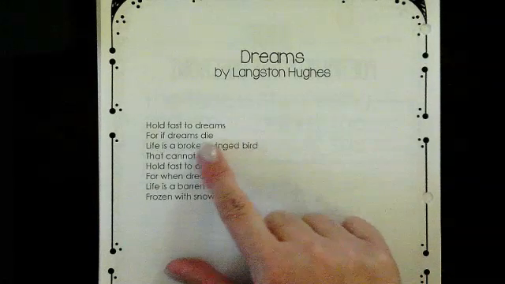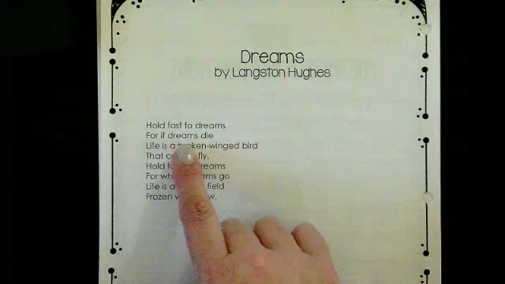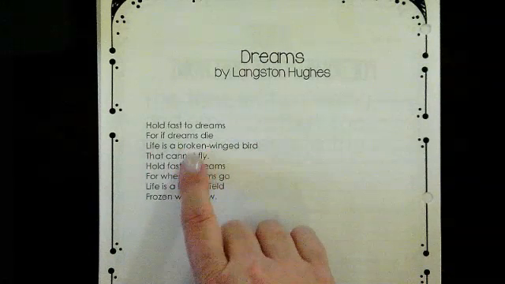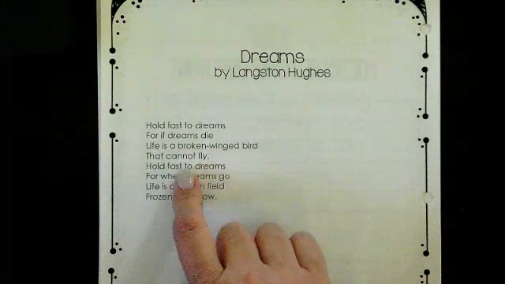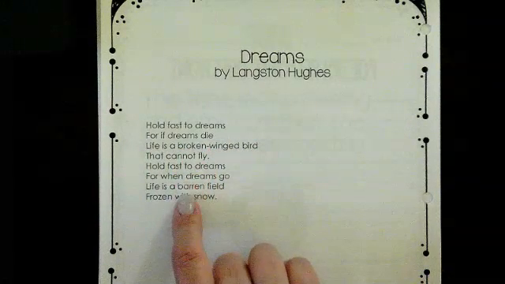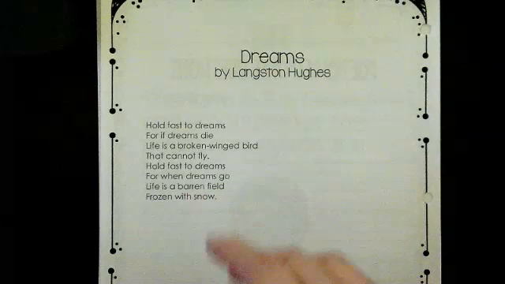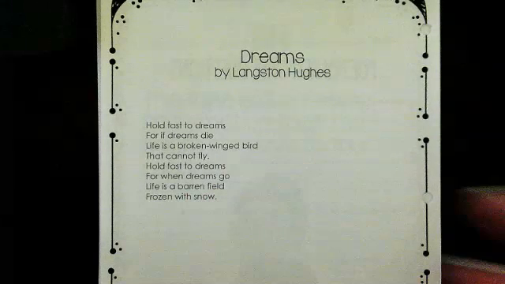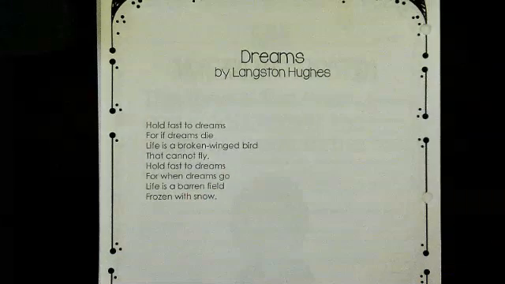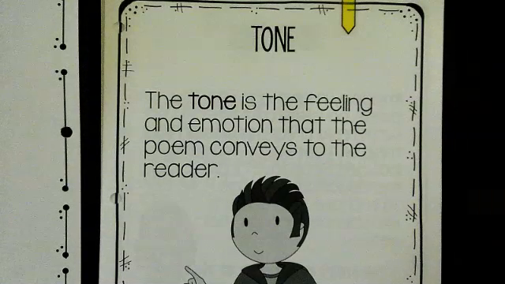But when I read it, I think about things like for if dreams die, a broken-winged bird, barren fields frozen with snow. A barren field is an empty field, and it's frozen with snow. Those are kind of cold and not very happy things to think about. So that leads me to talk to you about tone. The tone is the feeling and emotion that a poem conveys to a reader.